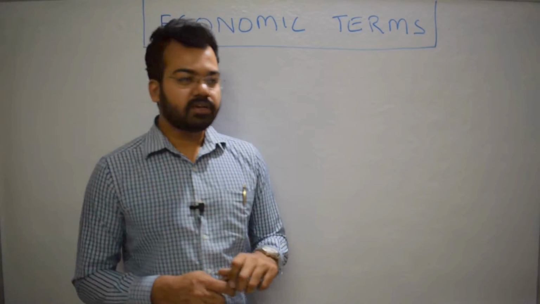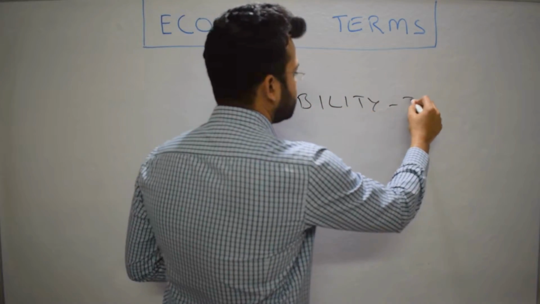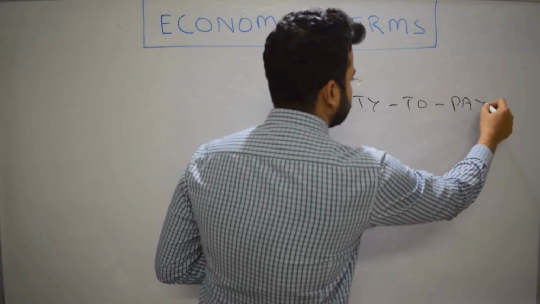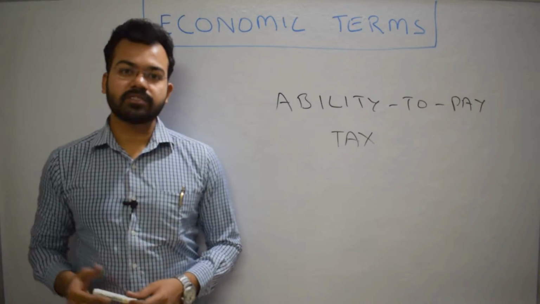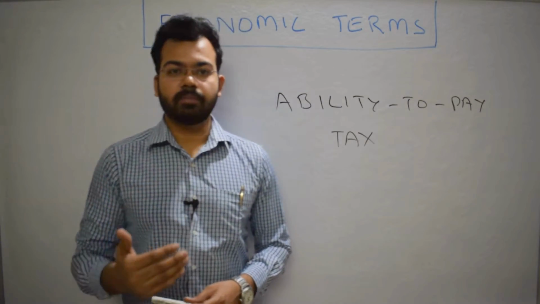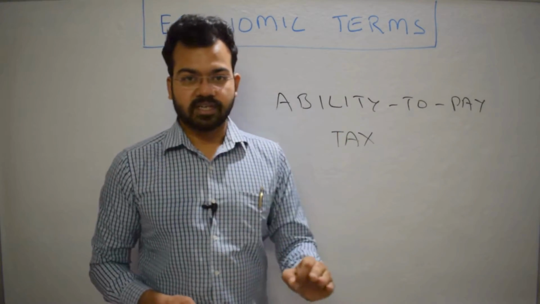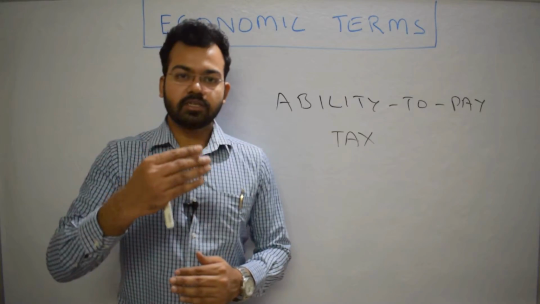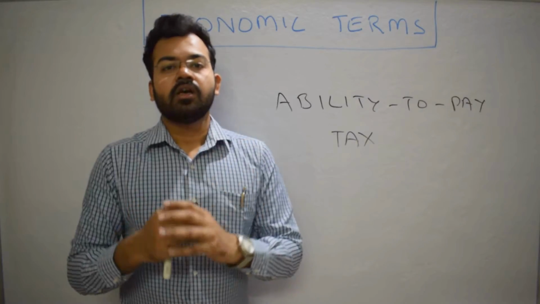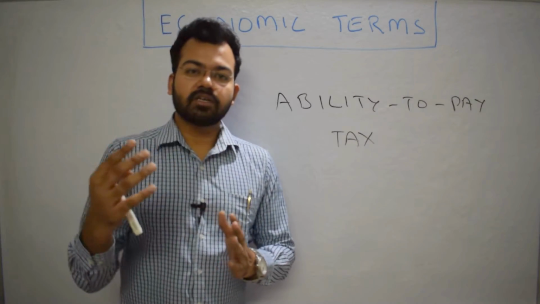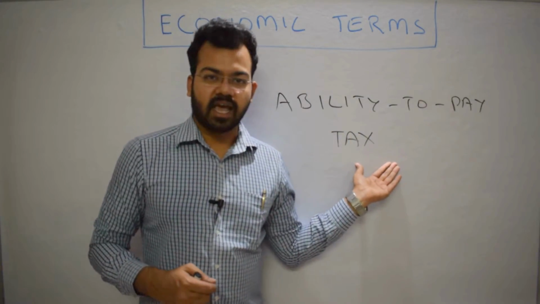So first of all, in this video we'll learn about the ability to pay tax principle. The ability to pay tax principle says that income tax should be paid on the basis of the ability of an individual to pay the tax. It means as your ability or your income increases, your tax rate should also increase in proportion, or we can say as your income increases, the tax rate should also go up. That is what we call the ability to pay tax principle.